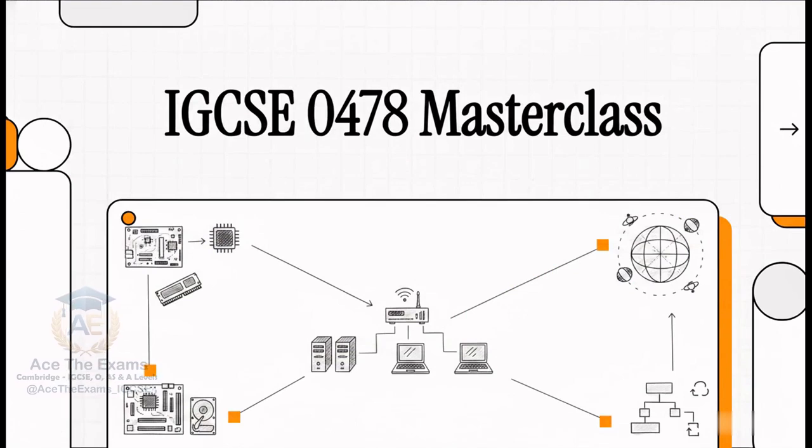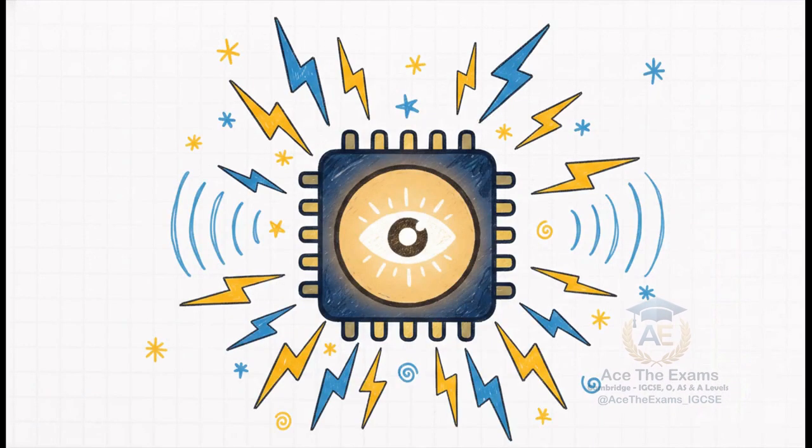Welcome to this immersive explainer. Today, we are diving into a masterclass on Cambridge IGCSE Computer Science 0478. Think of this as an inside-out digital journey. We're going to start deep inside the computer's physical hardware, expand all the way out to the global internet, and finally dive right into pure programming logic. Let's get into it. Section 1.